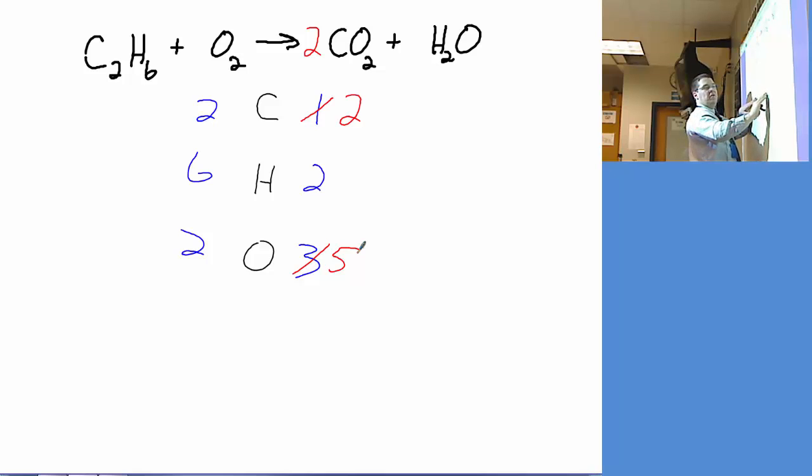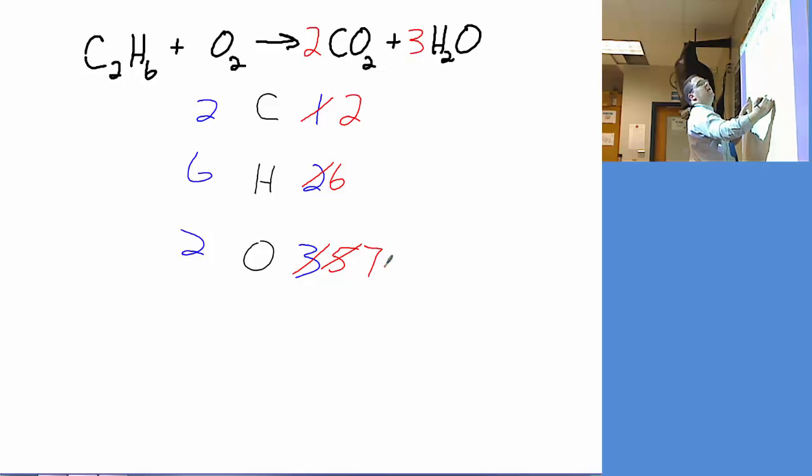Still leaving oxygen for the end. So let's go to hydrogen. 6 on the left, 2 on the right. So that means we're going to need 3 waters. 3 waters gives us 6 hydrogens, but it gives us 3 plus another 4 oxygens, so it updates to 7. Right? So now carbons and hydrogens are balanced. That leaves only the oxygens, but now we've got an issue.